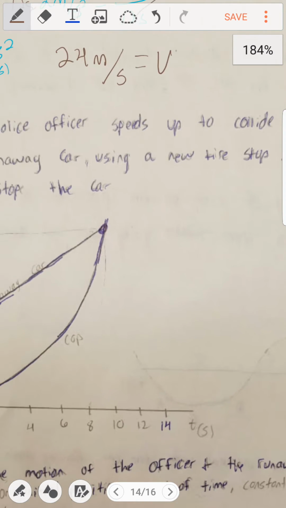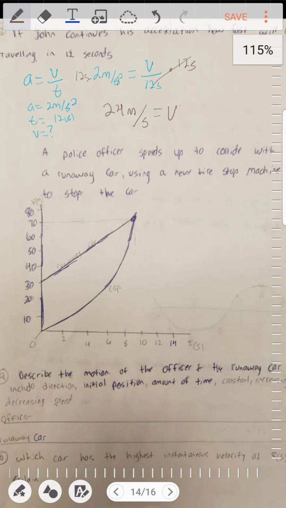Moving on. A police officer speeds up to collide with a runaway car using a new tire stop machine to stop the car. Now this is a real thing. They've got a front loader on trucks now, and it has a rope contraption that when you drive up behind the person's driver's side back tire, and once you get underneath it, it automatically pulls in and wraps the rope around the axle, so the axle can't go, or they can't go anymore. So that's pretty cool. I don't think it really exists.